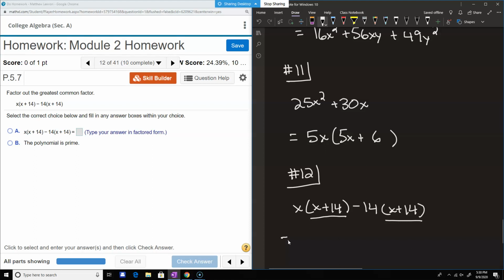So if I factor out an x plus 14, and you take that away from the very first term, all that's left over is the x. So inside your parentheses, you would have an x. And then in the second term, if you take away the x plus 14, all that's left is the minus 14. So that factors into x plus 14 times x minus 14, which is pretty convenient.